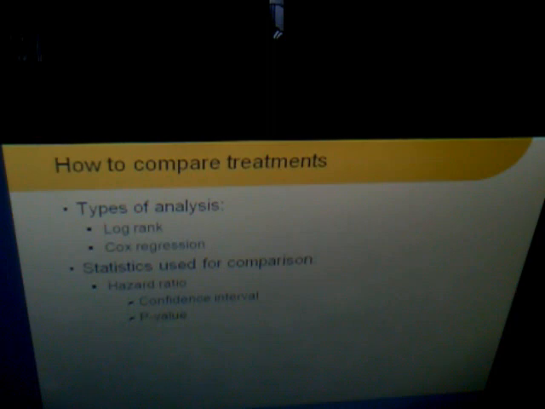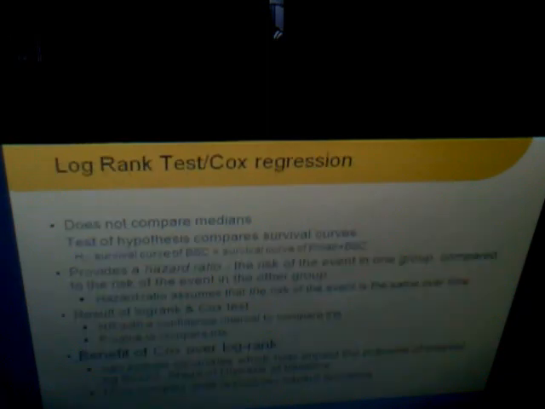How can we compare treatments? Well, we can use the log rank test or Cox regression. And these are multivariate regression models that follow some different assumptions and incorporate the censoring. So we can account for different covariates when we're applying a log rank or a Cox regression model. The output from a log rank and a Cox is a hazard ratio, and then confidence intervals and p-values.